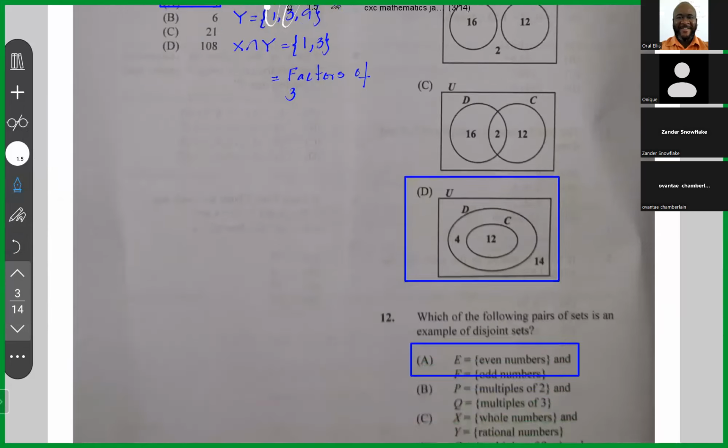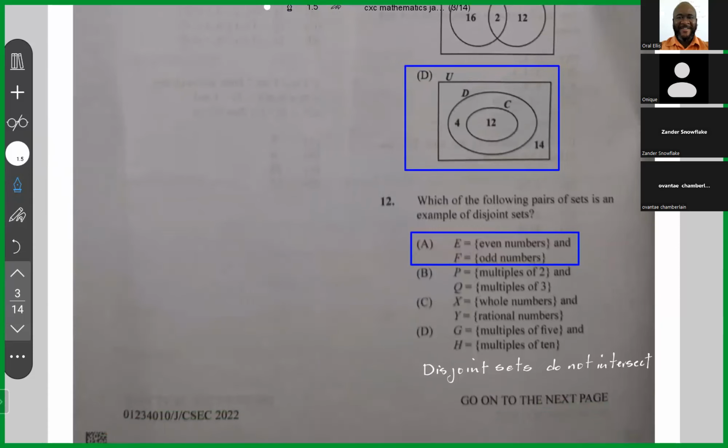Number 12 says, which of the following pairs of sets is an example of disjoint sets? Now, disjoint sets are sets that do not intersect. The answer I'm giving is A. E is the set of even numbers and F is the set of odd numbers.